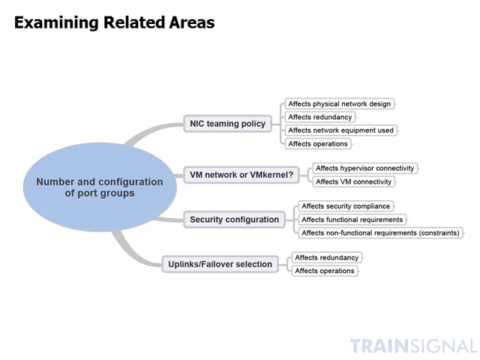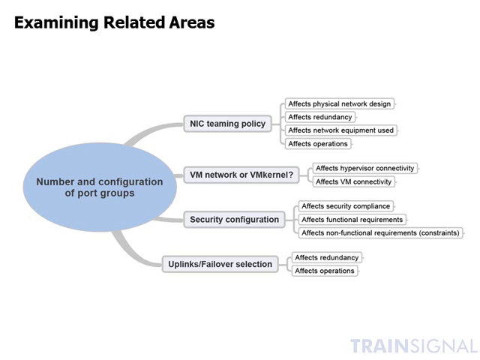As we continue looking at the number and the configuration of the port groups and the components that make that up, we have to decide, are we talking about a VM network port group or a VM kernel port group? These obviously are going to have an impact on connectivity and how we go about establishing connectivity to either the virtual machines or the VM kernel itself. What kind of security configuration will be included, and what kind of impact does that have? It could impact compliance, it could impact your functional requirements, and even your non-functional requirements or your constraints.